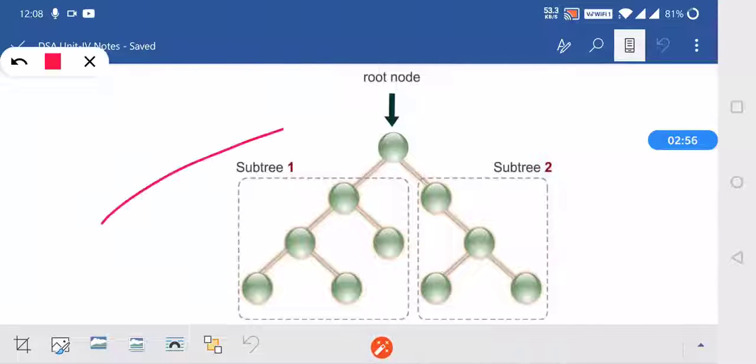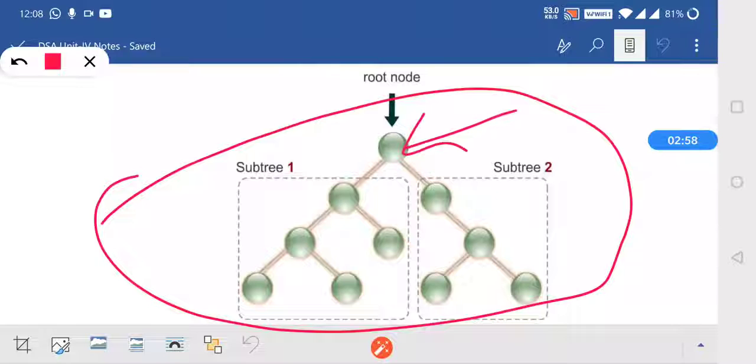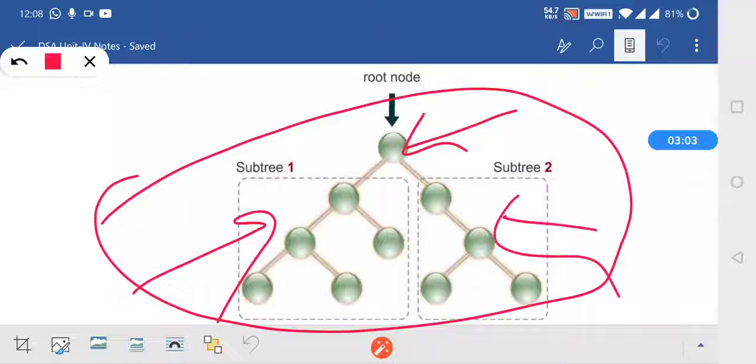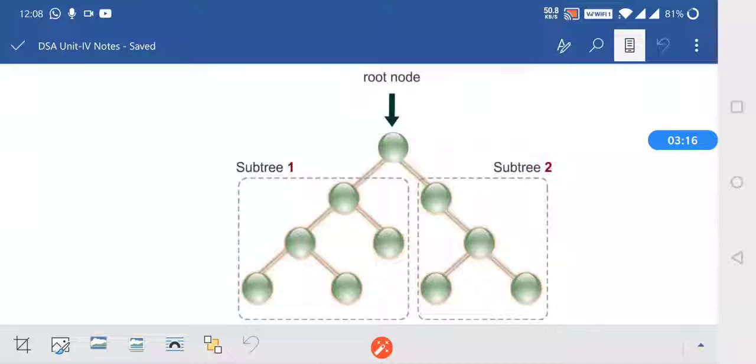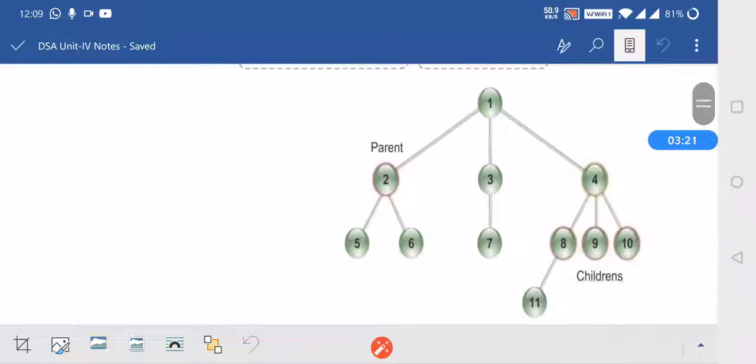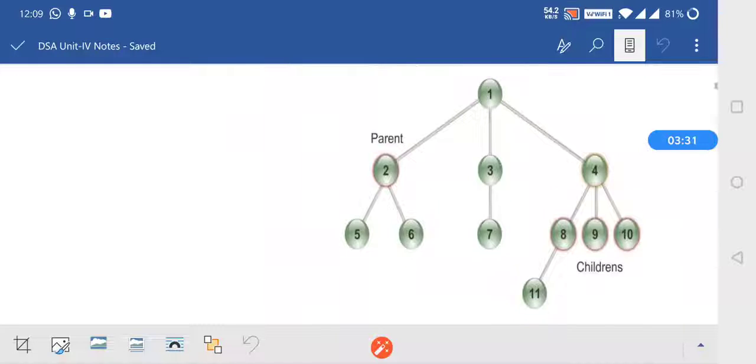We can see here, this is the root node, and the tree is divided into two parts, subtree 1 and subtree 2. This subtree 1 is nothing but the left subtree, and subtree 2 is our right subtree, because the tree is divided into two parts. So left hand side child nodes are subtree 1 and right hand side child nodes are subtree 2. We can see an example over here also. 1 is the root node, then the left side tree is 2, 4, 5, 6, and right side tree is 4, 8, 9, 10, 11.